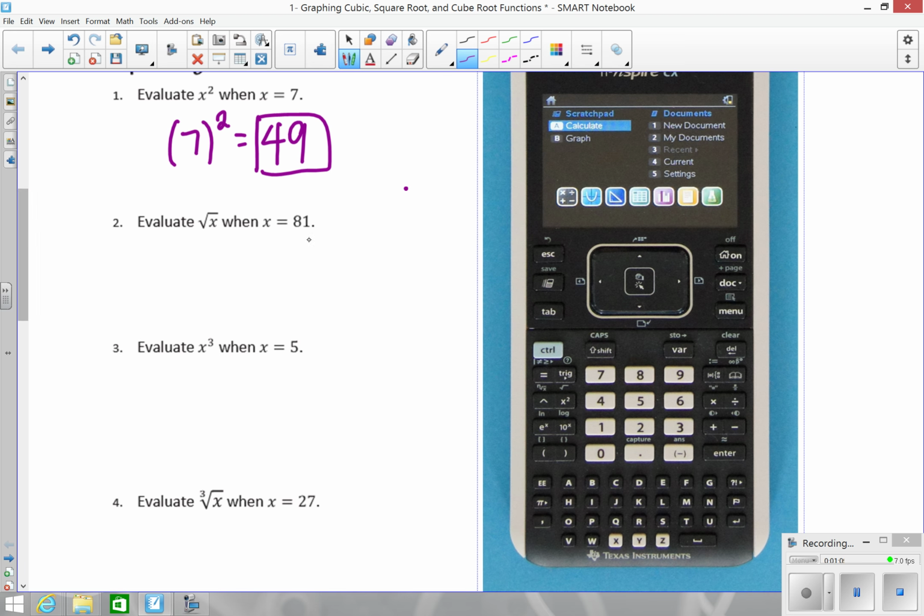The next one, the square root. So you're plugging in x equals 81 into square root of x. So that just means we're plugging in 81 for x. Take the square root of 81, you'll get 9.